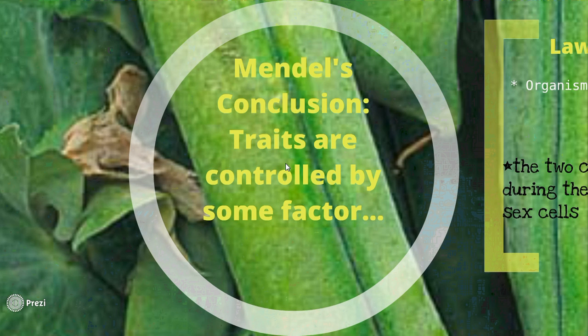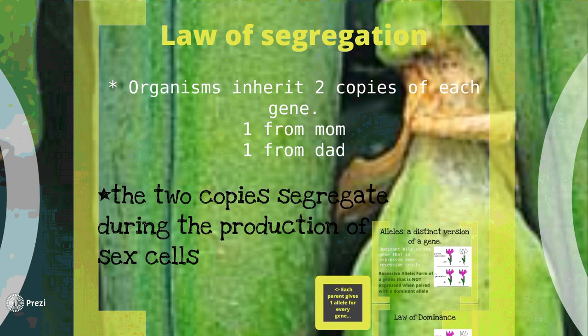So Mendel's conclusions were that traits are controlled by some factor, and that factor happened to be genes. He came up with 3 laws that control how genes are passed down. The first one is the law of segregation. The law of segregation states that organisms inherit 2 copies of each gene, one from mom and one from dad, and those copies segregate during the production of sex cells, or during meiosis. So each parent has 2 genes. Those segregate during meiosis, so each sex cell has only 1 copy of the gene, and then those copies combine together during sexual reproduction to get a unique offspring.